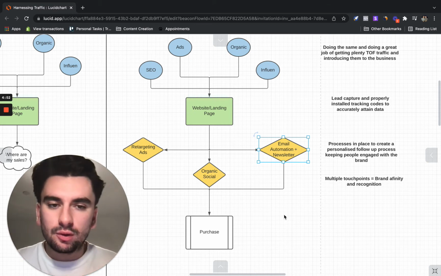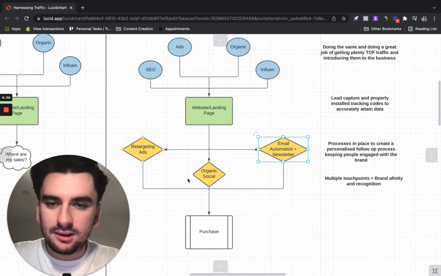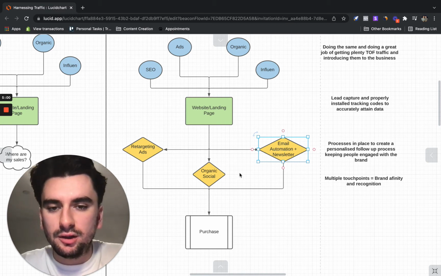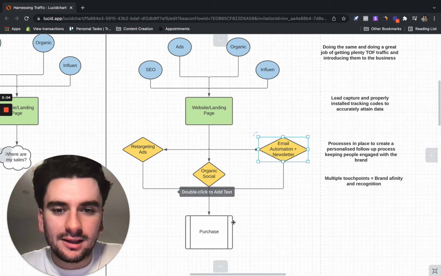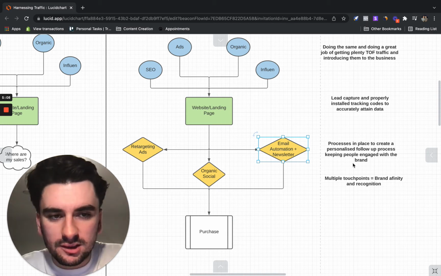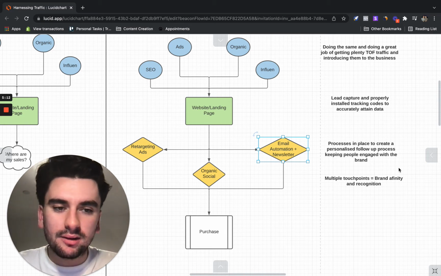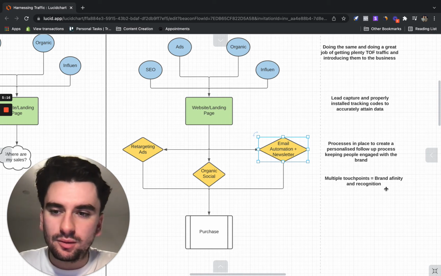introduces social proof, and now you've gone from one touch point in an ad to probably between 10 to 15 touch points between a welcome series, a newsletter, organic social posts, and probably 4 to 5 retargeting ads, depending on the level of intention of that customer. So the processes are in place to create a personalized follow-up process, keeping people engaged with the brand. Multiple touch points is equal to brand affinity and recognition.